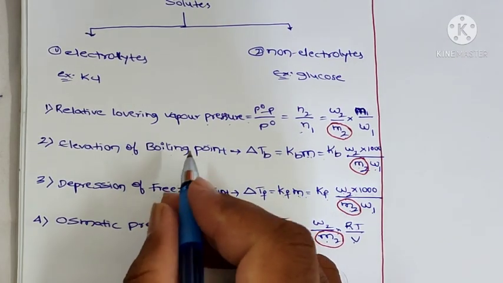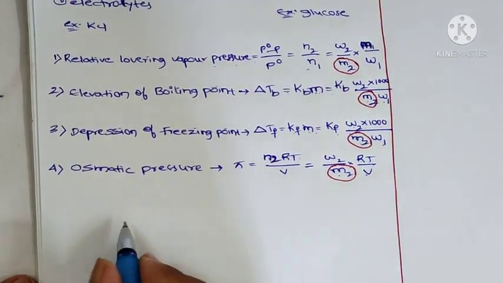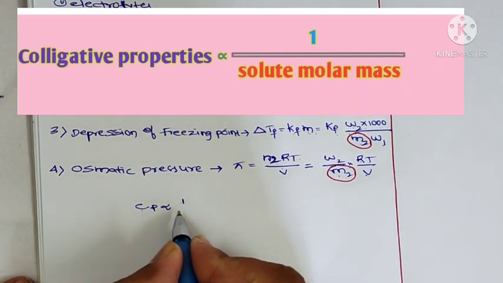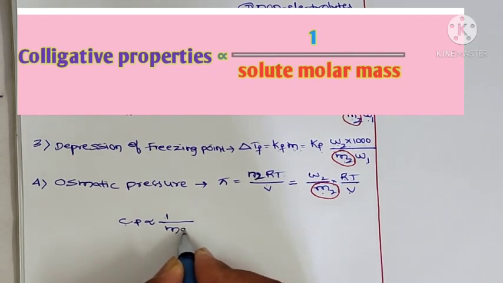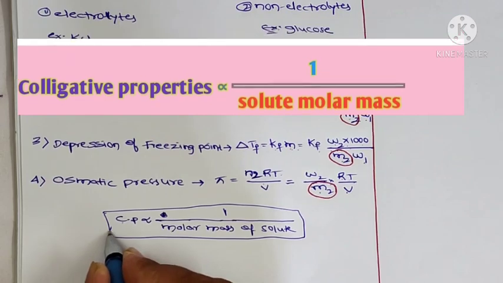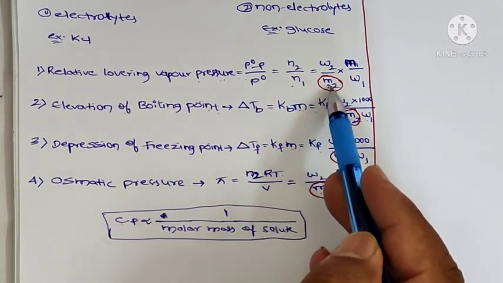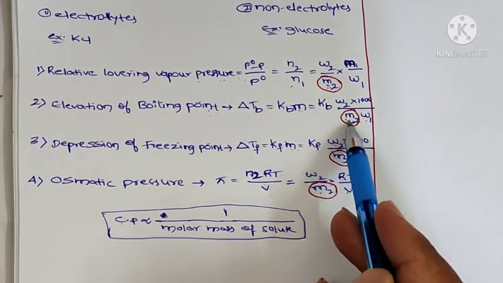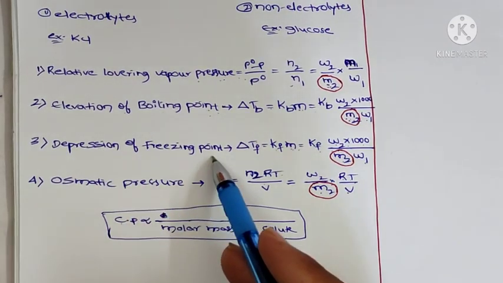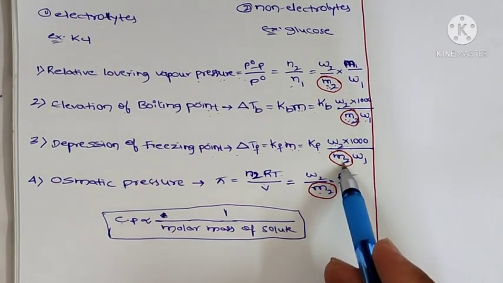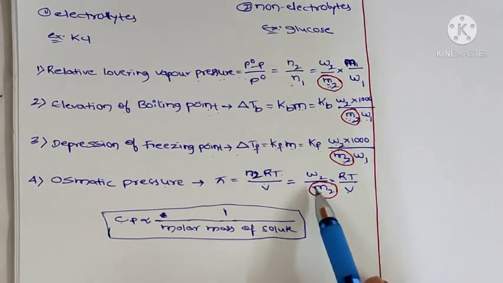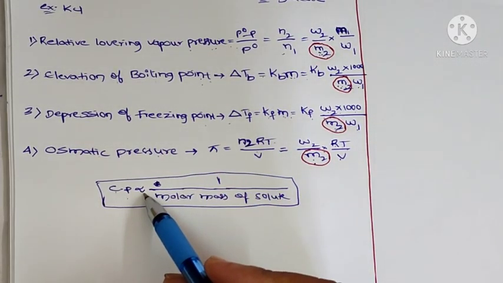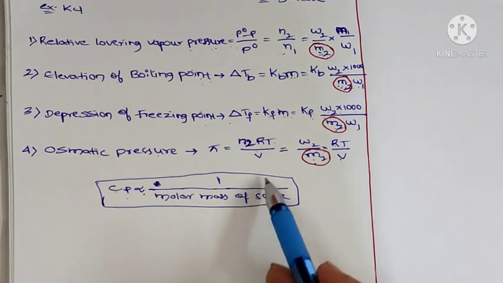So we can write that in all colligative properties, the colligative property is inversely proportional to the molar mass of solute. Relative lowering of vapor pressure is inversely proportional to molar mass of solute. Elevation of boiling point, depression of freezing point, and osmotic pressure are also inversely proportional to molar mass of solute. Simply, colligative property is inversely proportional to molar mass of solute.